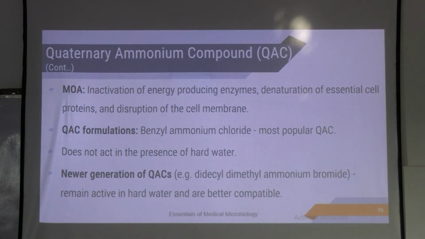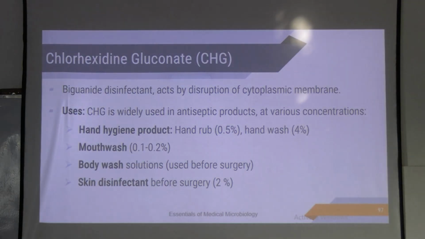The mechanism of action is inactivation of the energy producing enzymes and denaturation of essential proteins. The most common example is benzalkonium chloride. There are many other uses. And what are the uses? The first is hand hygiene. Next would be mouthwashes. Third would be body washes, which are given to the patient before surgery.